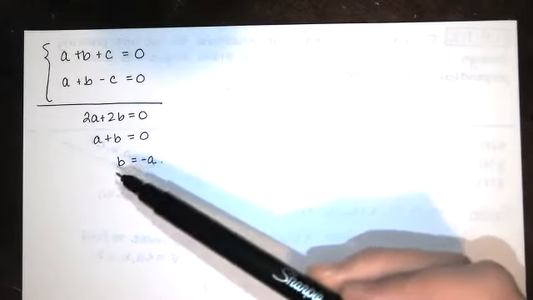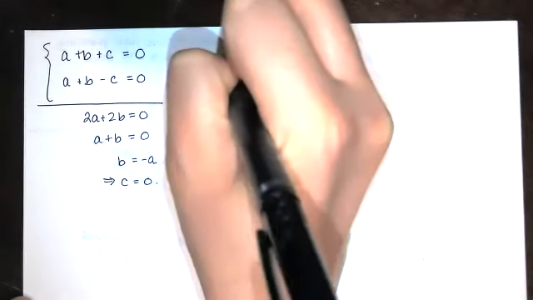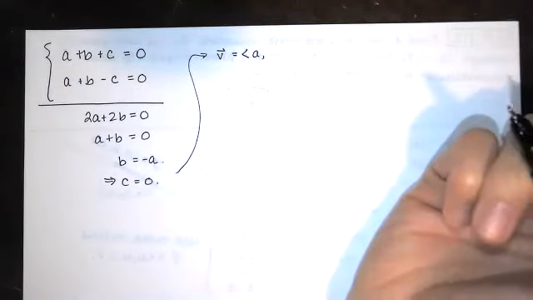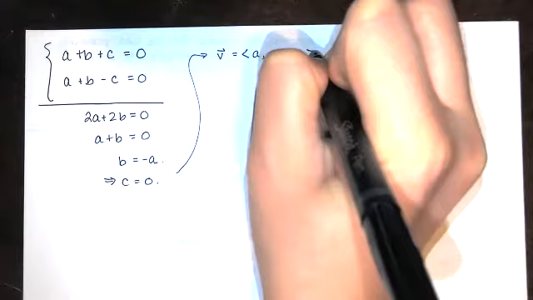Now, if a and b are opposites of each other, so I replace b with negative a, I'm going to have a plus negative a plus c equals 0, or a plus negative a minus c equals 0. So if b equals negative a, that implies that c would also have to be 0. Now that is enough to get us our direction vector in terms of an arbitrary constant. So a is going to be whatever it is, and b will be negative a, and c will be 0.